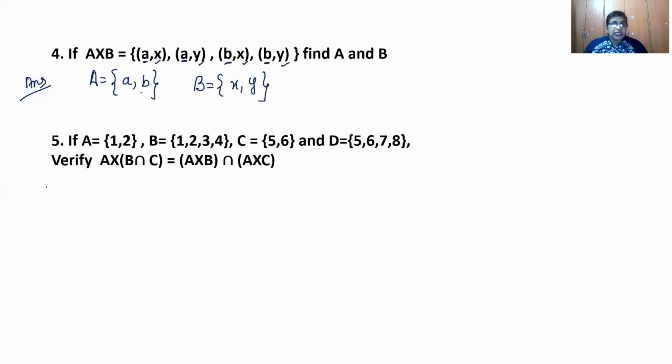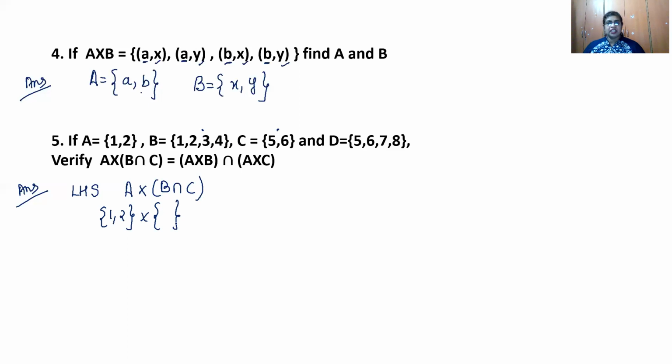Let us start with the left hand side. What is the left hand side telling us? A cross (B intersection C). Wherever there is a bracket, we find the answer first. A is {1, 2}. Cross, what is the answer for B intersection C? B is here, C is here. Find the intersection. Do you find any intersection? No intersection, isn't it? So what do I write? It is an empty set.